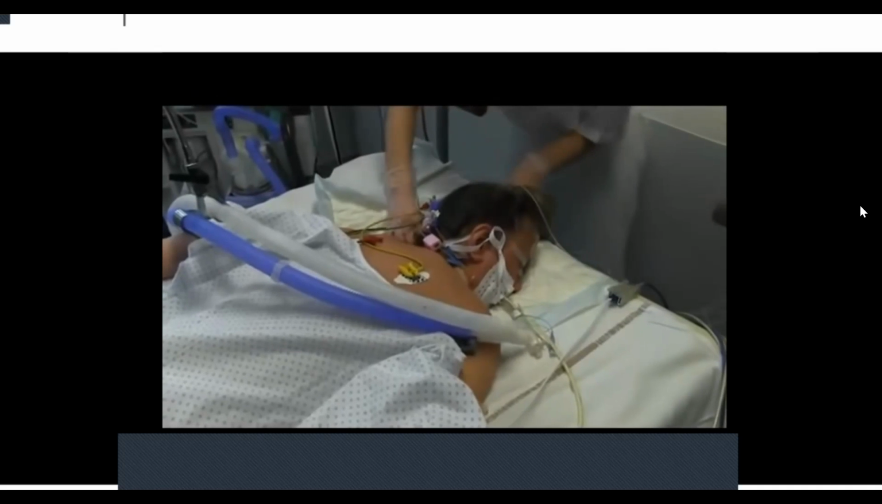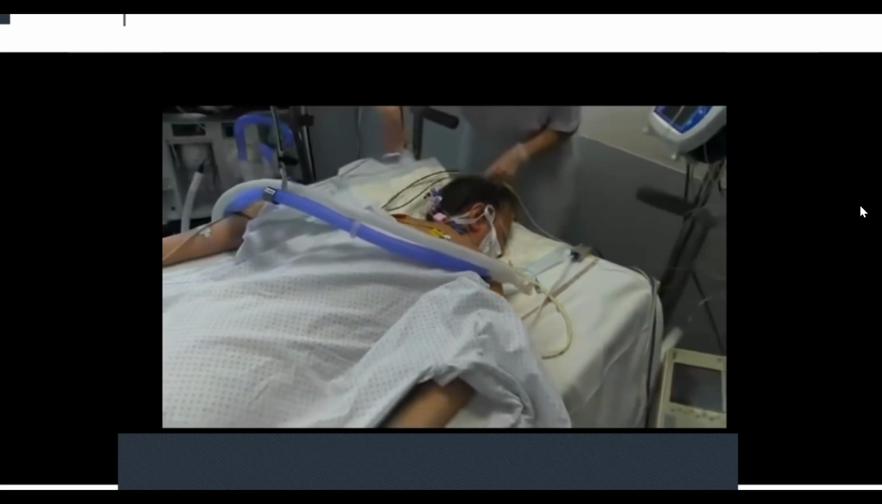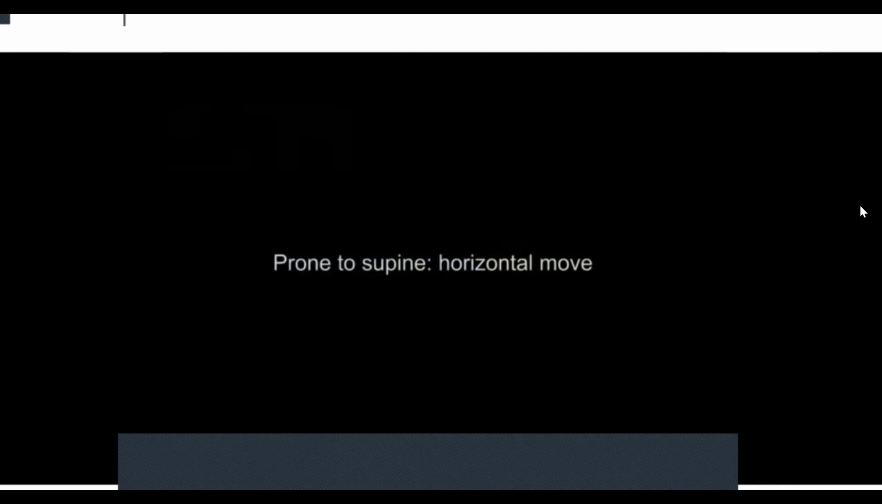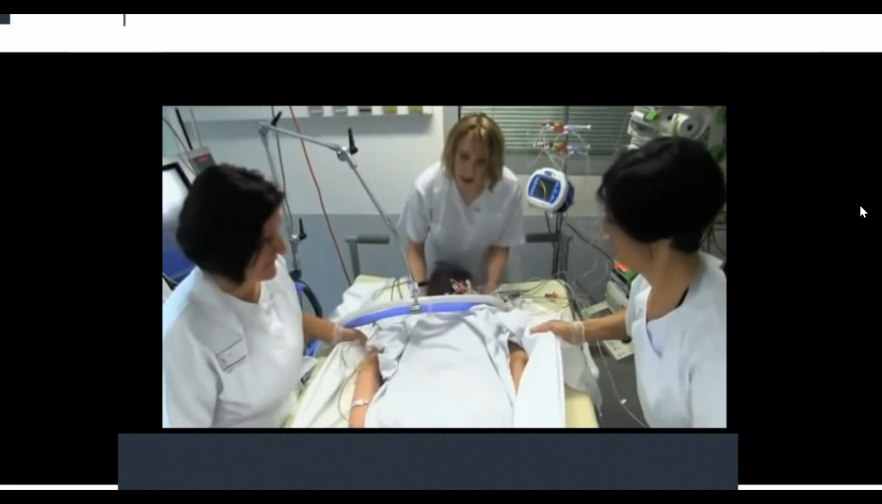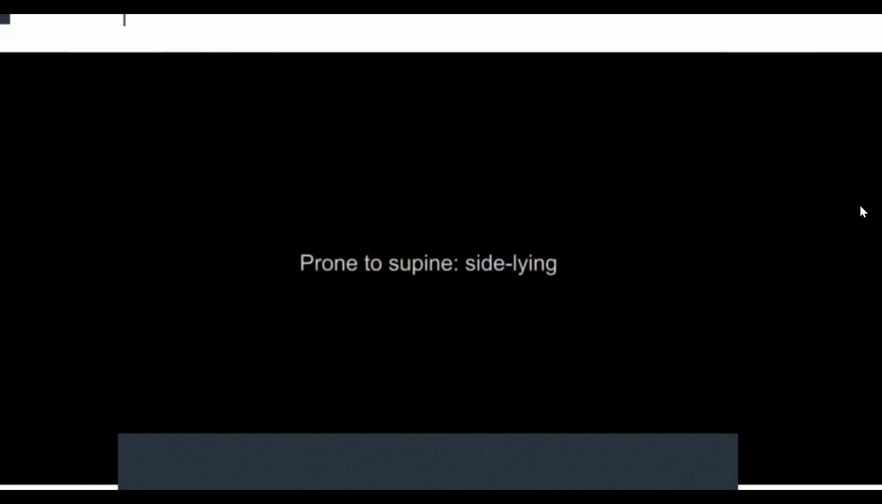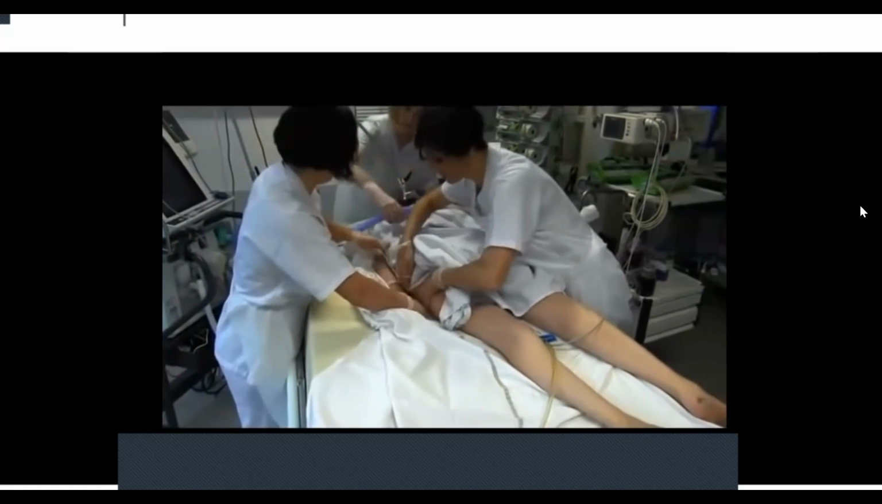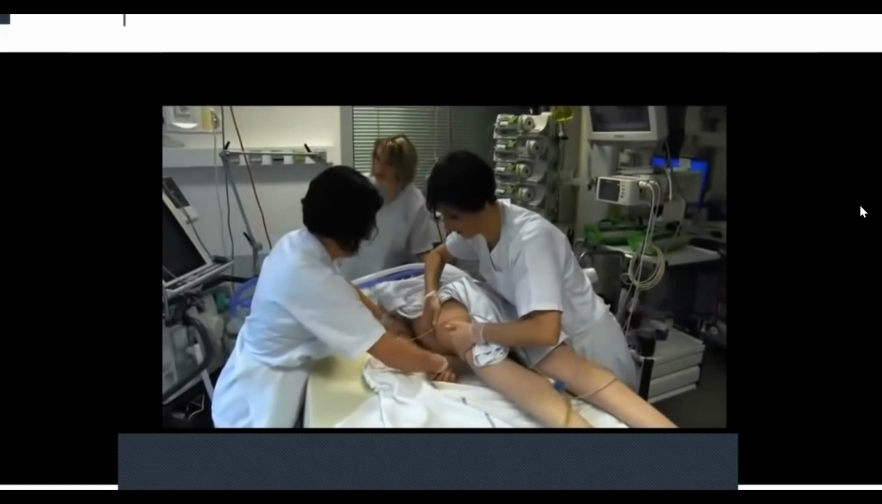To move the patient from the prone to the supine position, the steps are as follows. The first step is to move the patient horizontally towards the center of the bed. The second step is a side lying on the same side as in step 3 of the proning procedure.